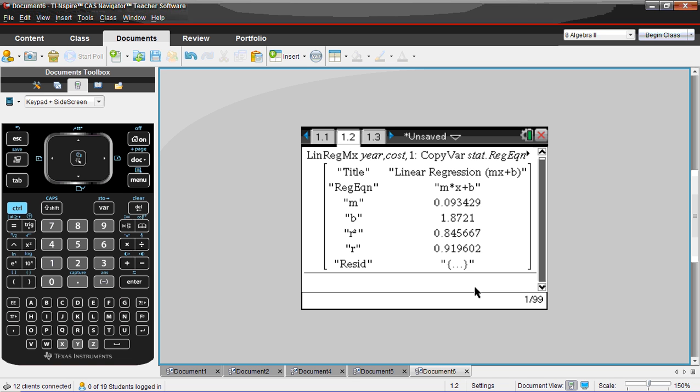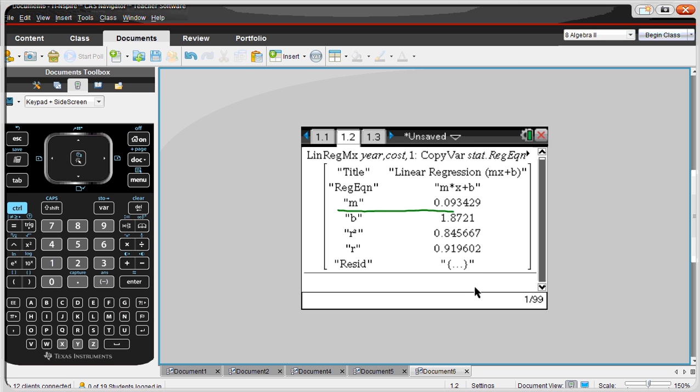If you look at your M, what's the slope of that regression line? 0.0934929. That's the slope. Your y-intercept is 1.8721. What's my R? Close to 1. It's pretty close to 1.